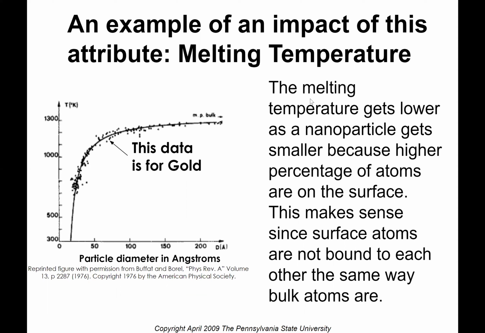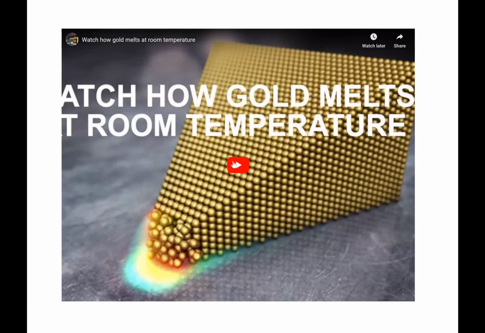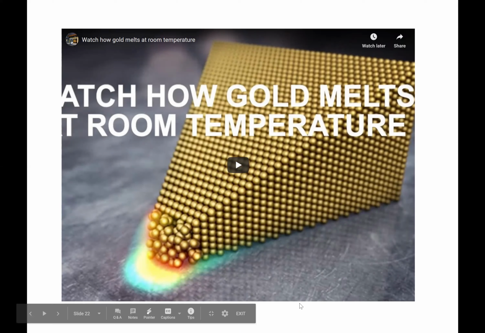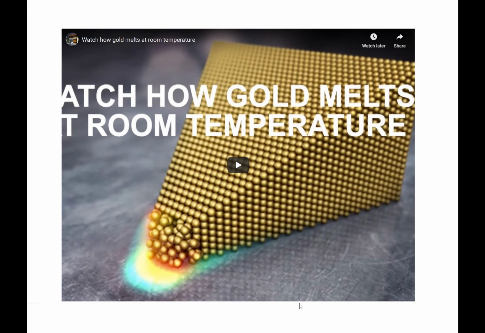So this says the melting temperature gets lower as a nanoparticle gets smaller because a higher percentage of atoms are on the surface. This makes sense since the surface atoms are not bound to each other the same way bulk atoms are. It's really kind of interesting. I really like this video. I'm going to go ahead and show it within the video, a video in the video. And in order to do that, I have to share my sound. Here we go.